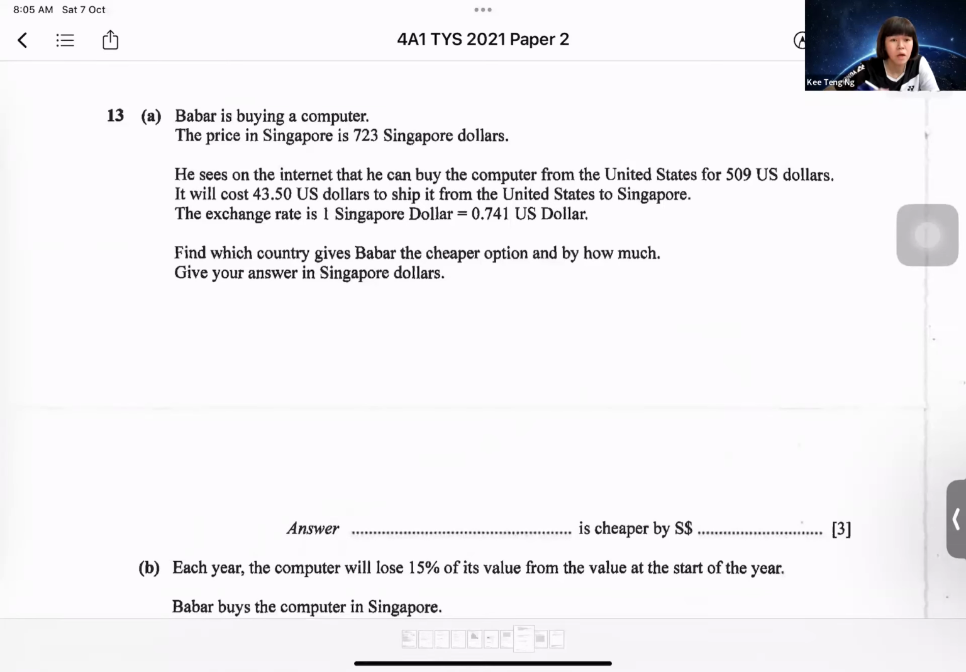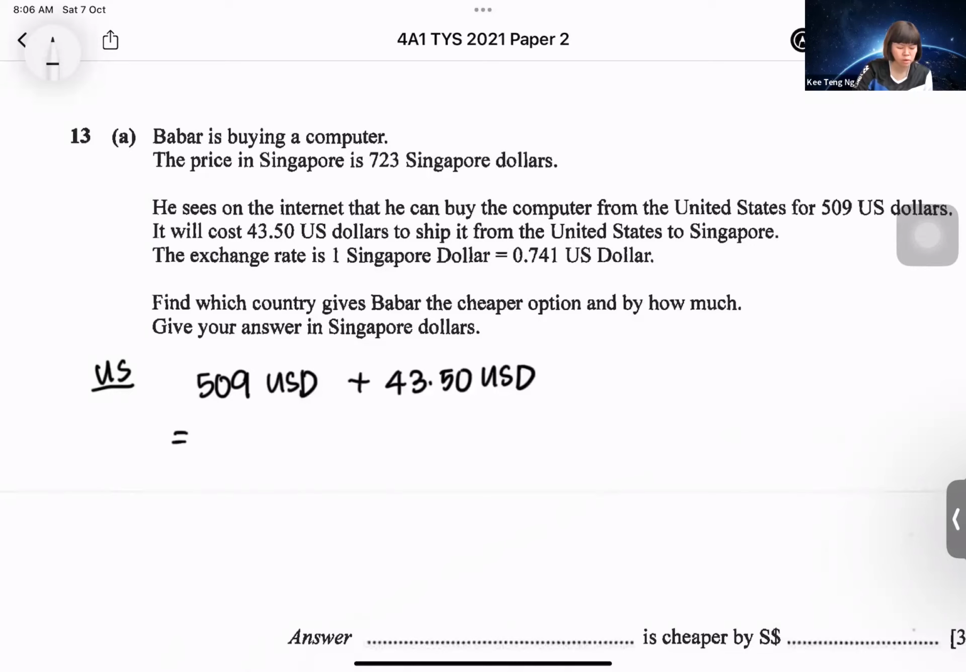So for the US, the price is 509 USD. And then there is a shipping rate. If I ship over, I need to have an additional cost, right? So I need to plus $43.50 US dollars to ship. Then they give me an exchange rate. Which country should give Barbara a cheaper option? So let's find out if I want to buy in the US. The total cost for this will be 509 plus 43.50 USD.